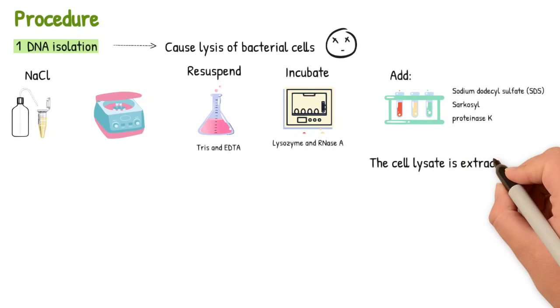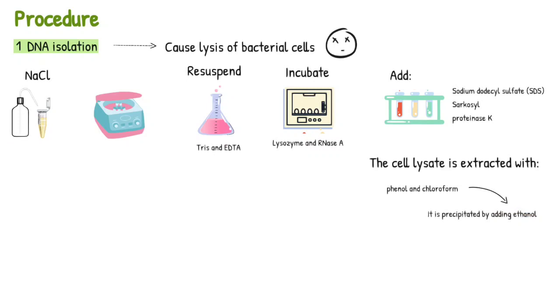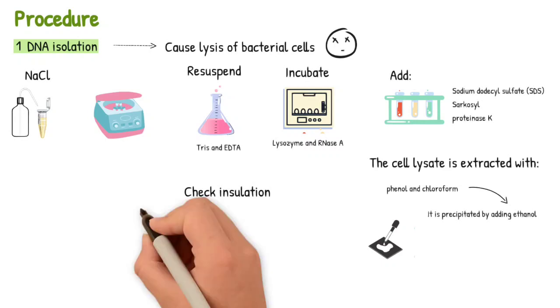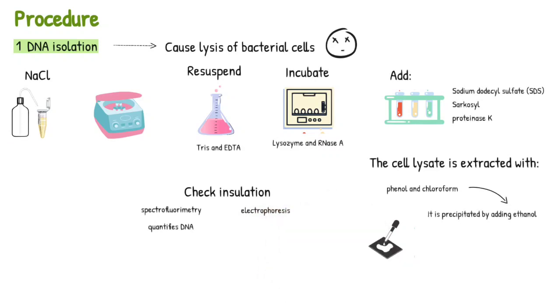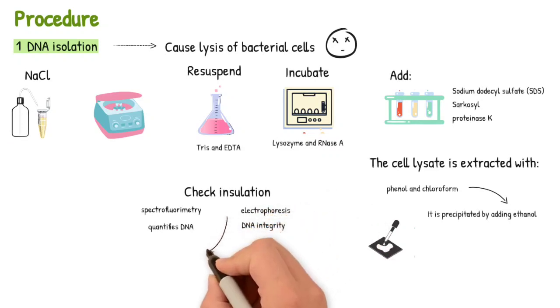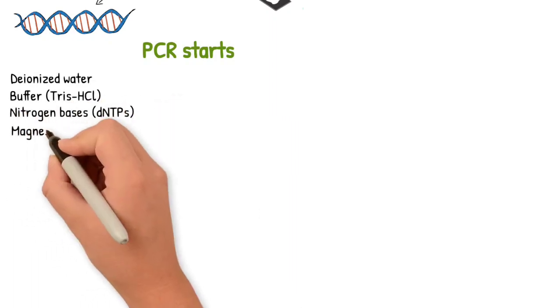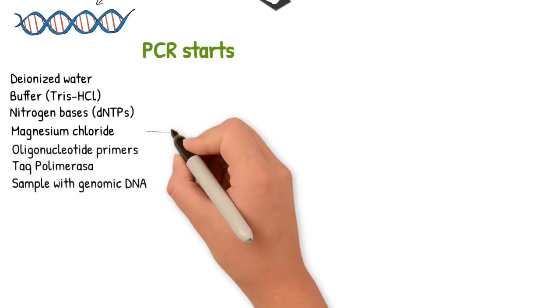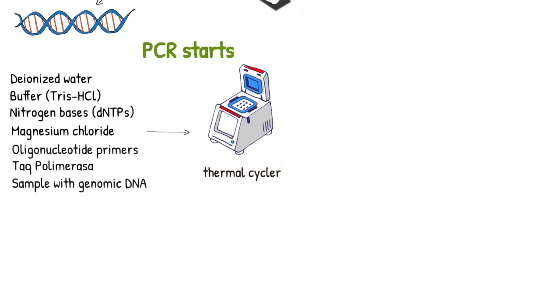The cell lysates are extracted with phenol and chloroform and the genomic DNA is precipitated with ethanol. Genomic DNA is quantified using DNA spectrophotometry, and the integrity of the genomic material is evaluated using agarose gel electrophoresis. The sample for PCR is prepared with the genomic DNA, the two chosen primers, the nitrogenous bases, and the Taq polymerase.